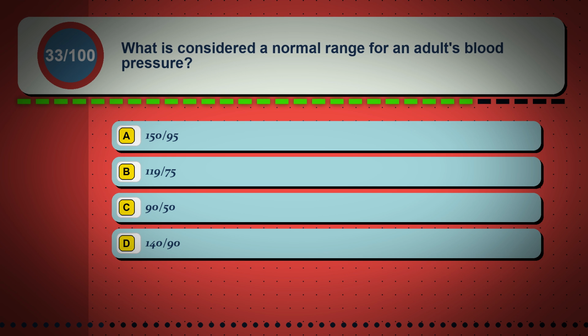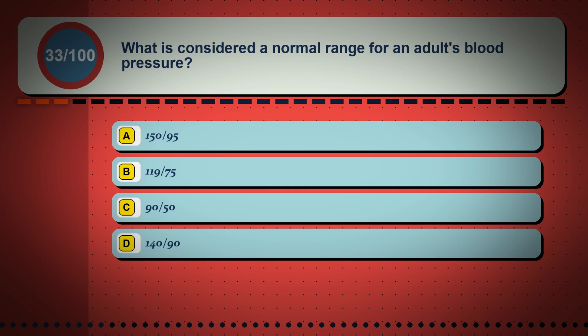Question 33. What is considered a normal range for an adult's blood pressure? Option A. 150/95. Option B. 119/75. Option C. 90/50. Option D. 140/90.